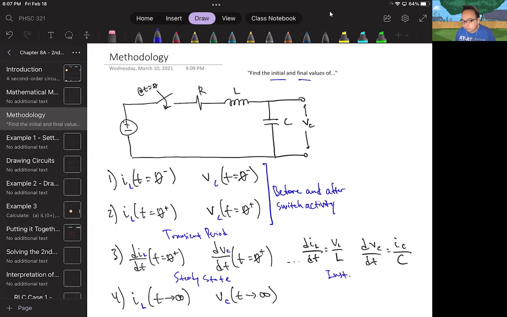The key is that we want to look for the initial and final values of something here. Hopefully that sounds somewhat familiar from our previous chapter, as the former chapter was a build up to what we have now.